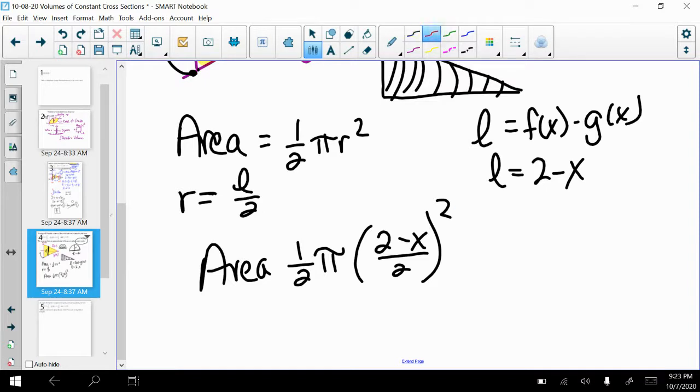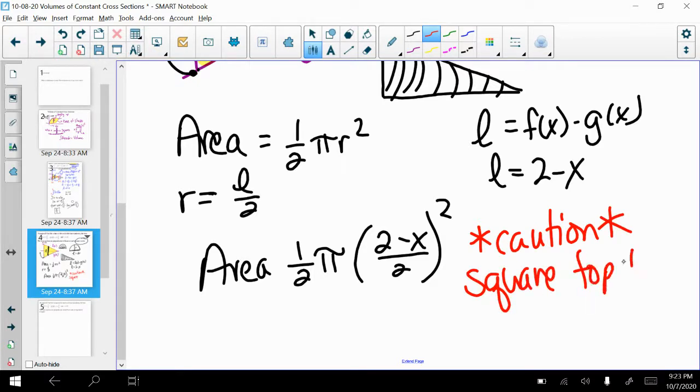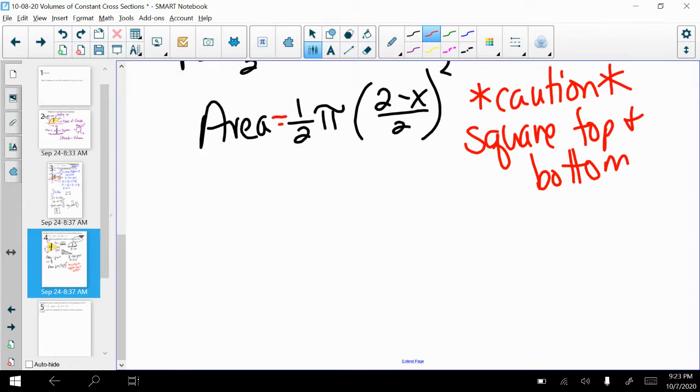Caution right here. Oh, my pen didn't change to red. How tragic. The caution right here is when you square, make sure you square the top and the bottom. That's not going to be over 2. It's going to end up being over 4, which is the most common mistake that we tend to make. So our total area is pi over 8, since 2, 4, 8, times (2 minus x) squared.